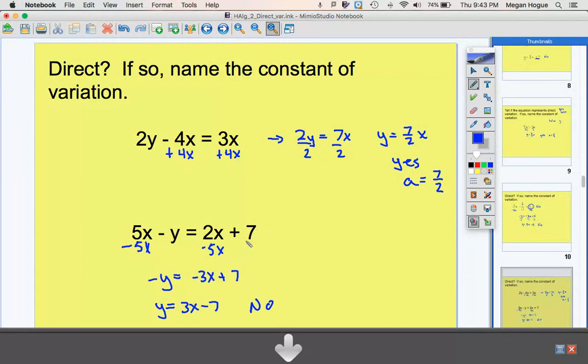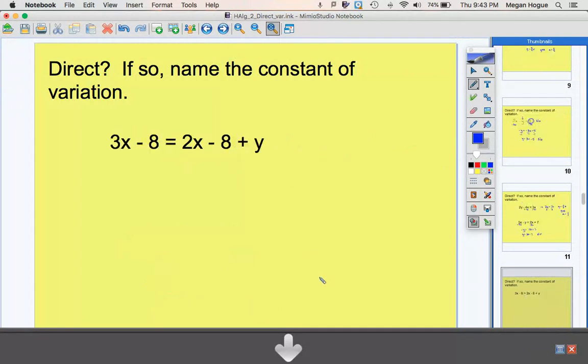The next ones maybe have a lot of work too. But again, once you get the hang of it, not a ton of work. This one may be a little tricky. Kind of led into it if you were paying attention to what I said on the last one. 3x minus 8 equals 2x minus 8 plus y.